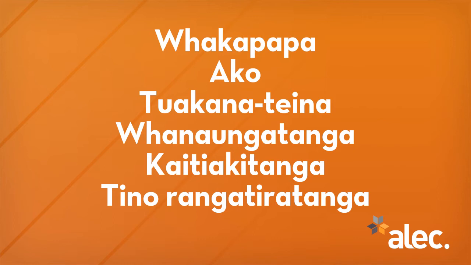Whanaunatanga, which comes from the word whānau, meaning relationships and community. Kaitiakitanga, referring to the practical doing and tikanga of adult literacy and numeracy. Tino rangatiratanga, self-determination, best way to translate that here. The ability for your learners to choose their own path and make their own decisions.